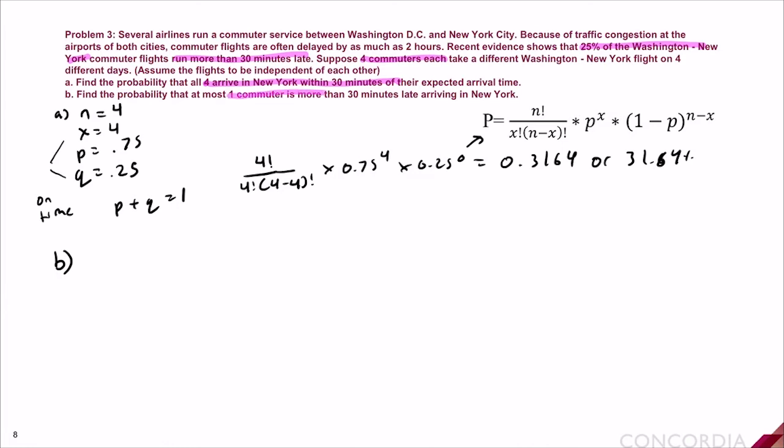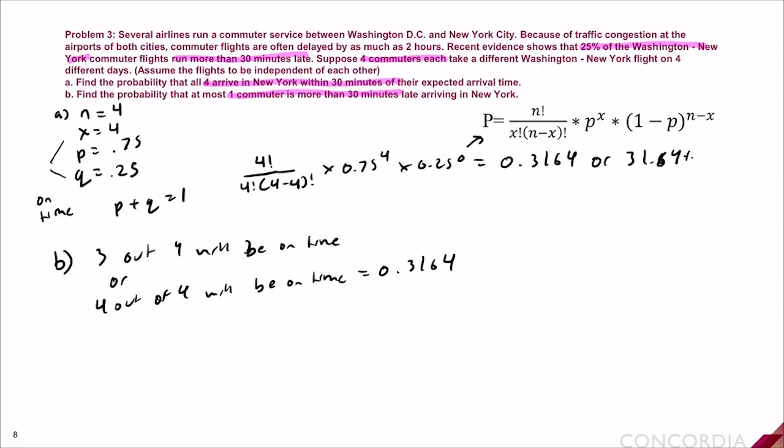that one commuter will be more than 30 minutes late, which is equivalent to saying that either 3 out of the 4 will be on time, or 4 out of 4 will be on time. So now, since we already have the answer for 4 out of 4 from above, we're just going to recopy it.